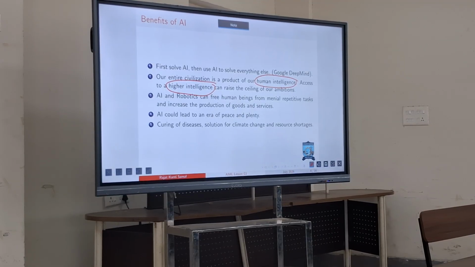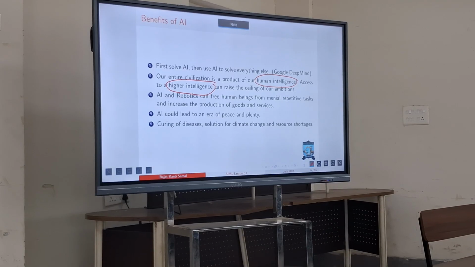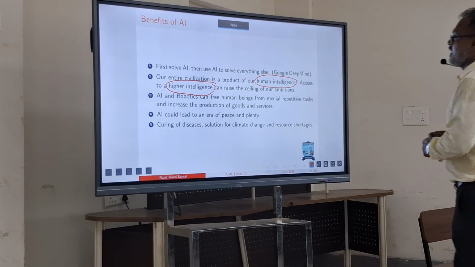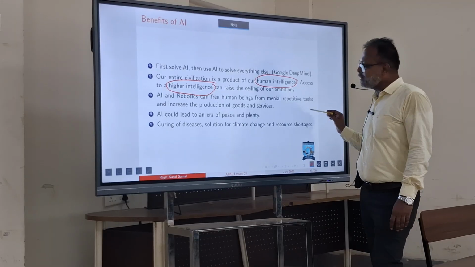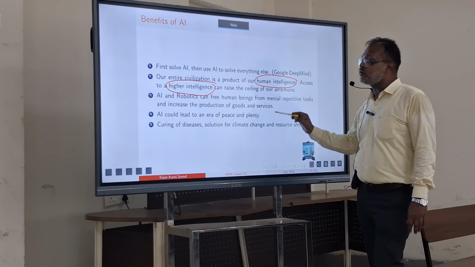Many governments are saying that they want to limit the capabilities of AI. Okay. AI and robotics can free human beings from menial repetitive tasks and increase the production of goods and services.